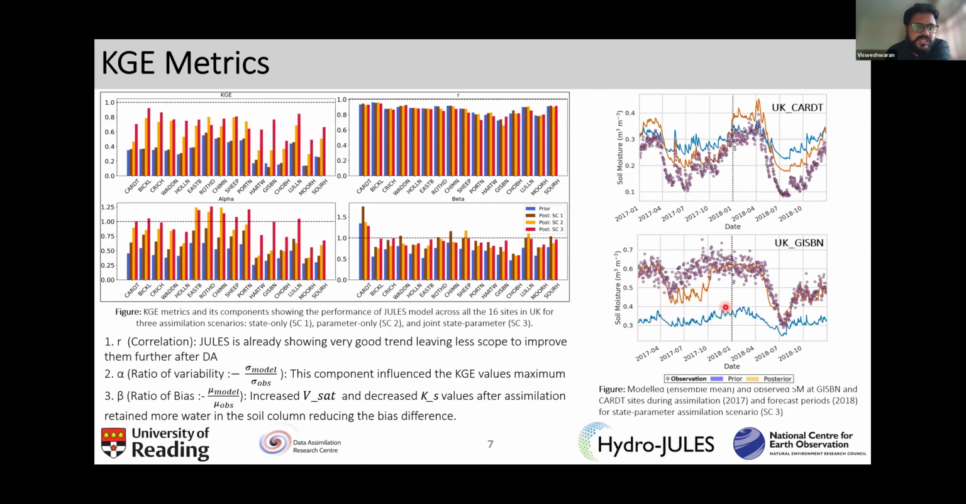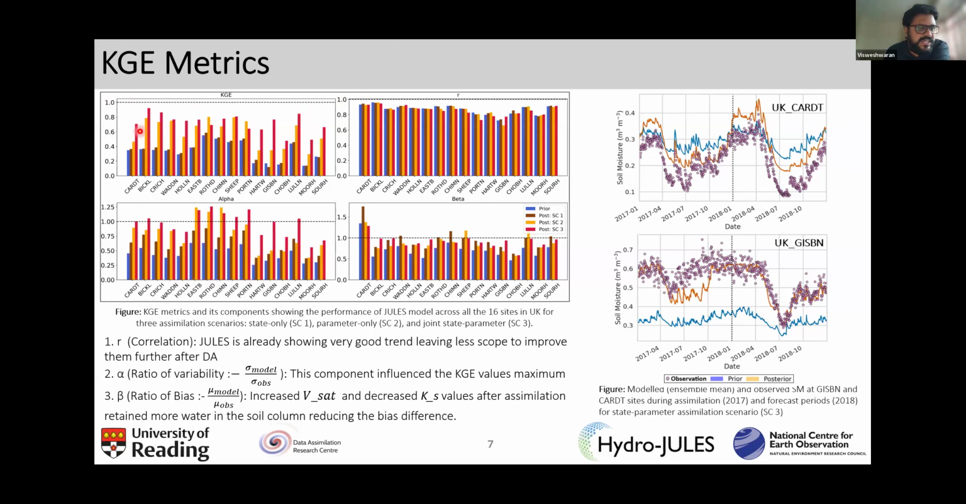And to understand this better, I have plotted this KGE metric across all the 16 locations, which is summarized by the three terms: correlation; alpha, which is how much the variability in the observation is captured by the variability in the model; and beta, which is the bias. So from these results, what we have observed is that as compared to the prior model run, which is blue color, all the three scenarios are actually performing better, one being the optimal value.